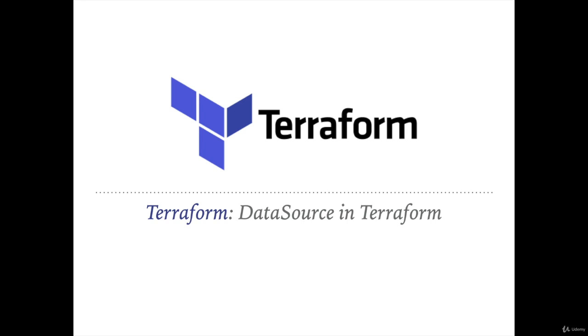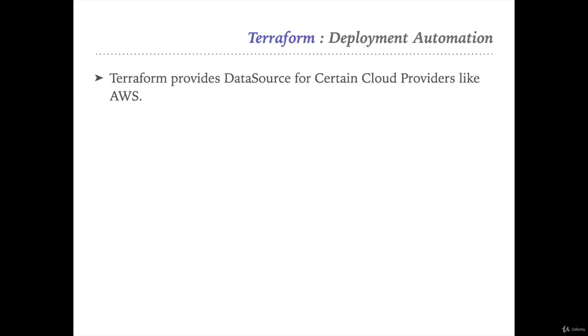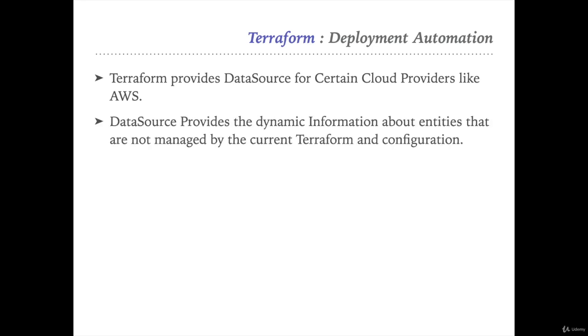So let's start. Terraform provides the data source for certain cloud providers like AWS. For different kinds of data in AWS, you will get the data source in Terraform. Data source provides dynamic information about the entities that are not managed by the current Terraform configuration. It means if you need some dynamic information, but that information is not used inside your existing Terraform configuration, then you can use the data source.